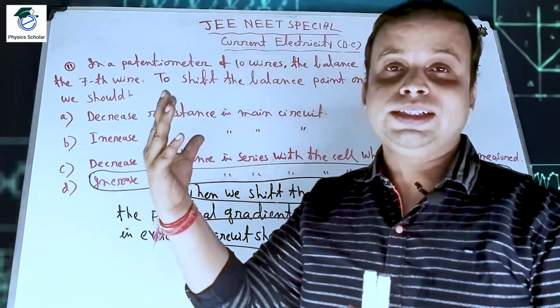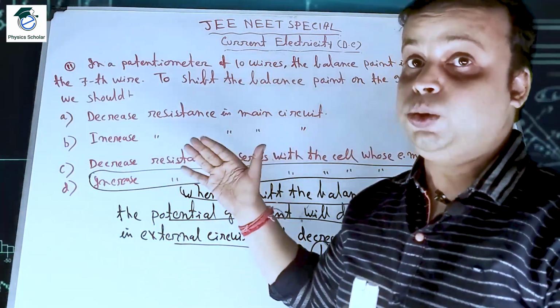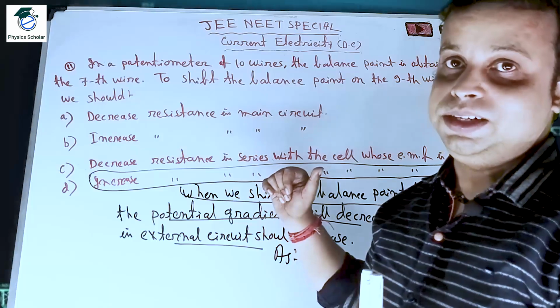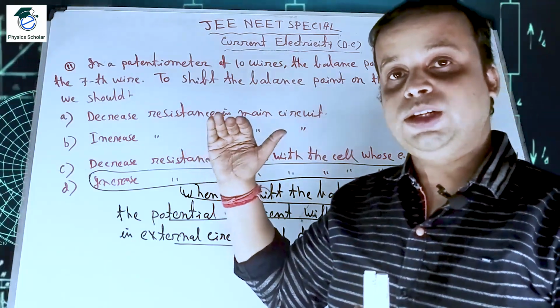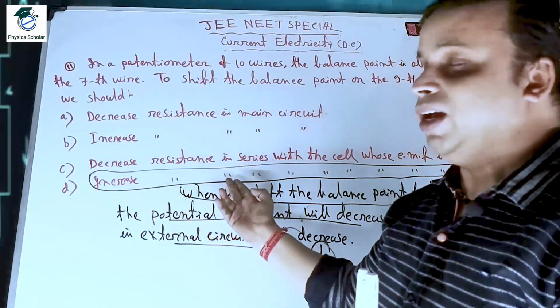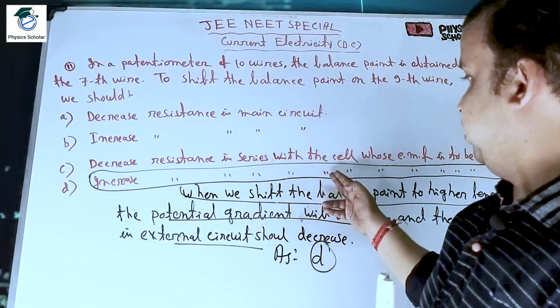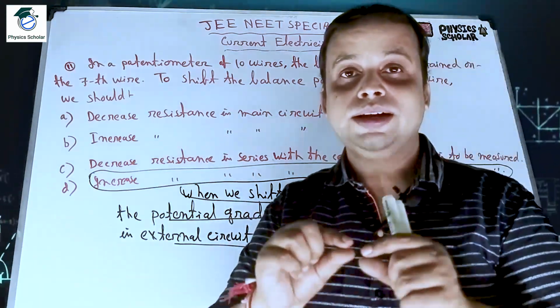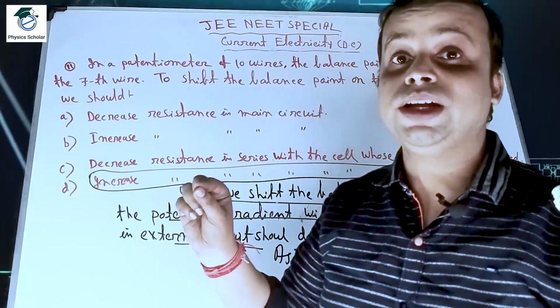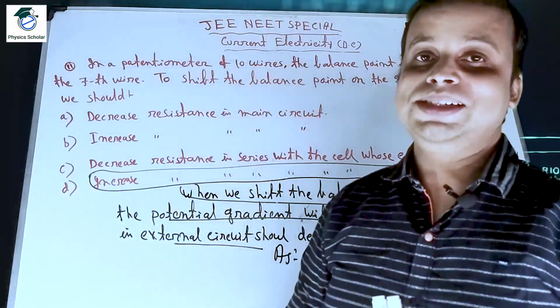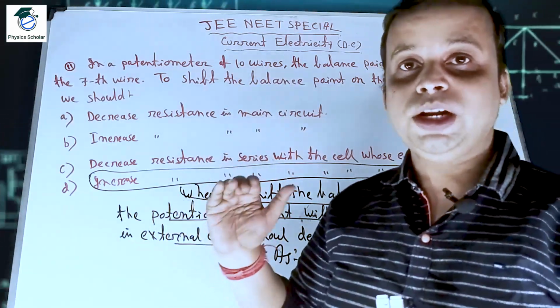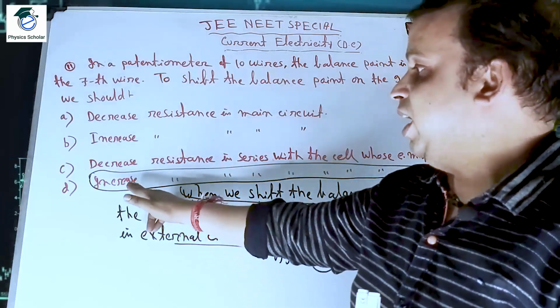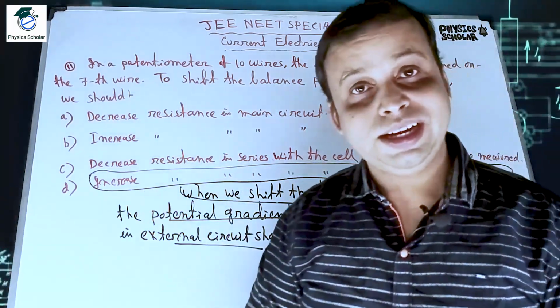So if the potential gradient decreases, the current of the external circuit needs to be decreased. If the current of the external circuit needs to be decreased, then we need to increase the resistance in series with the cell whose EMF is to be measured, or the resistance of the potentiometer wire needs to be decreased. Clear? That means option number D will be the correct option.